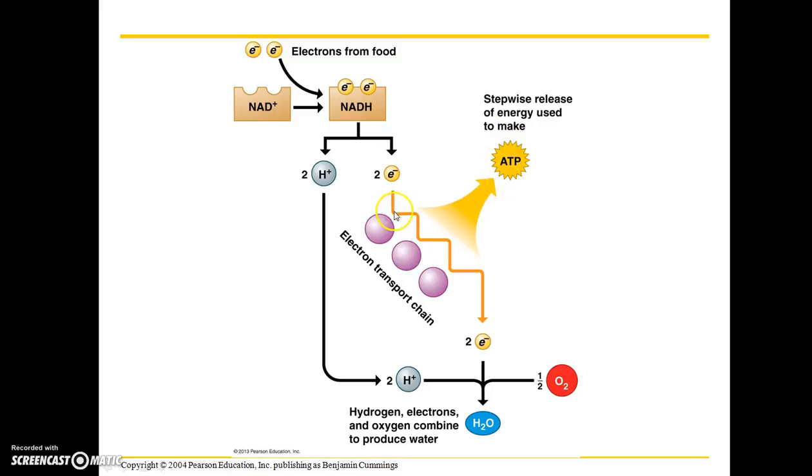So when those electrons are transferred from one molecule to the next, that is what actually releases energy. And that energy is used to make ATP. We also have hydrogen, electrons, and oxygen combining to produce water, so that's a byproduct here. And oxygen is going to be that final electron acceptor. It has a very strong pull on electrons, so that is what is ultimately creating this cascade here.